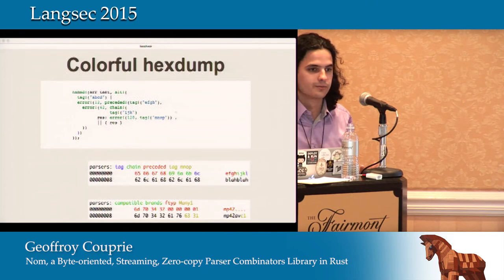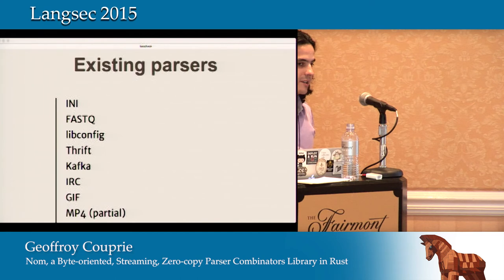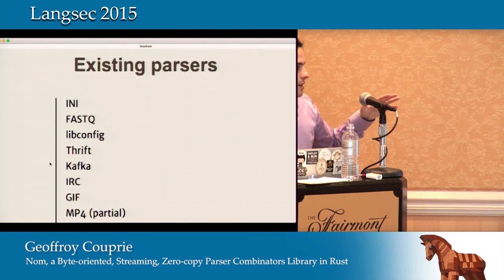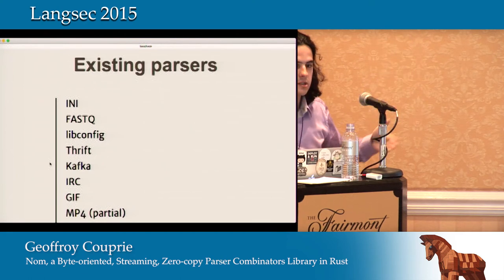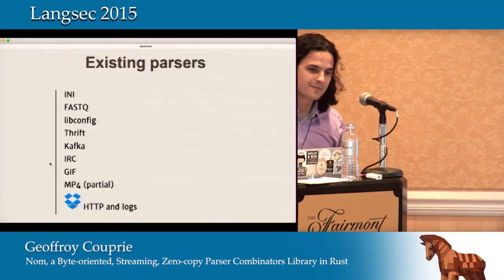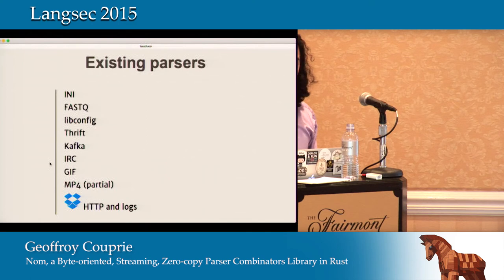So is it usable enough? Well, I'd say yes, because people are using it. The INI, GIF, and MP4 ones were mine, because I had to try it. But some guy did FastQ, which is a text format for encoding genetic data, libconfig, Swift and Kafka for messaging format, some IRC ones, and also a small company that you may know that has used the GNOME for some time. So some guy contacted me a few months ago: "Hey, we do streaming HTTP parsing with GNOME, and it's quite fast."